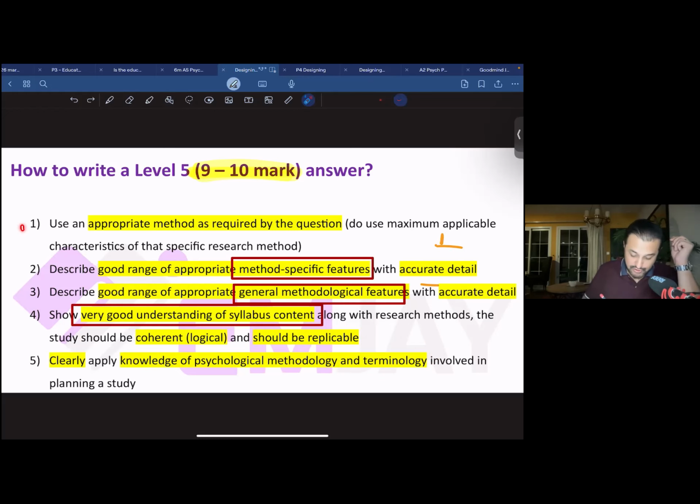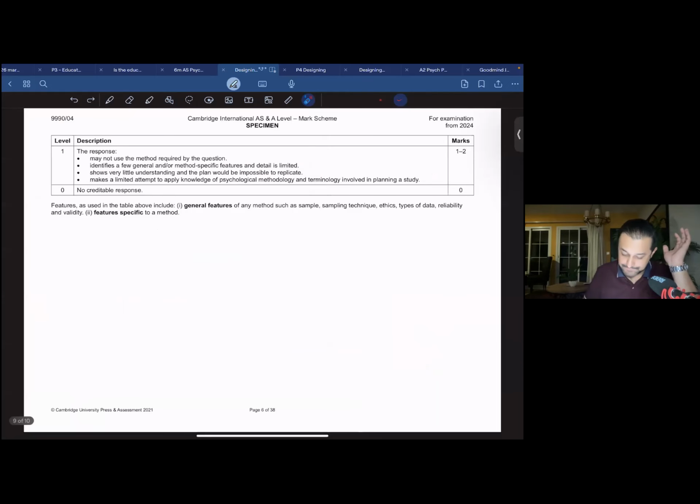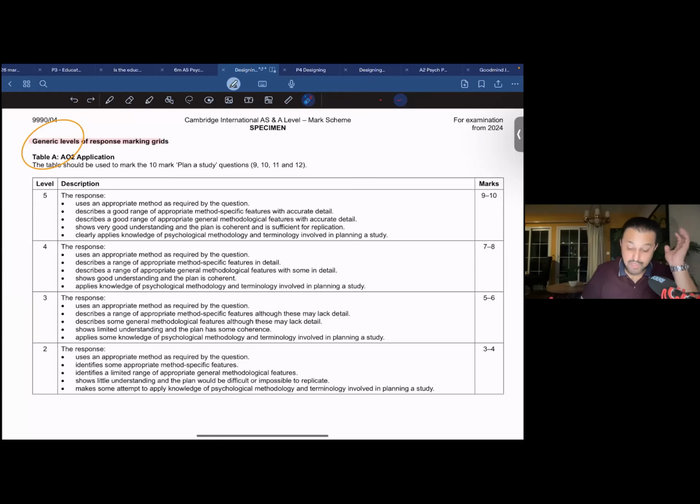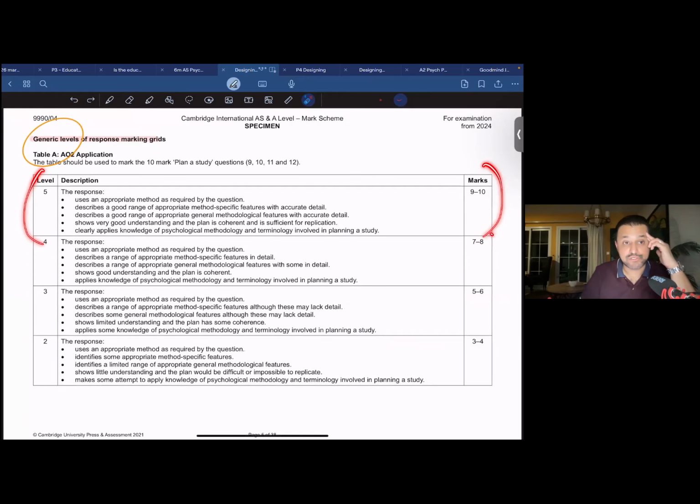Now, these 5 features, 1, 2, 3, 4, 5, I've just highlighted them over here, but they're exactly the same if you have a look at the marking grid that the examiner has published, right? And one more thing I'd advise you to do. There are many students who come up asking, hey, why did I score an 8 and not a 9?